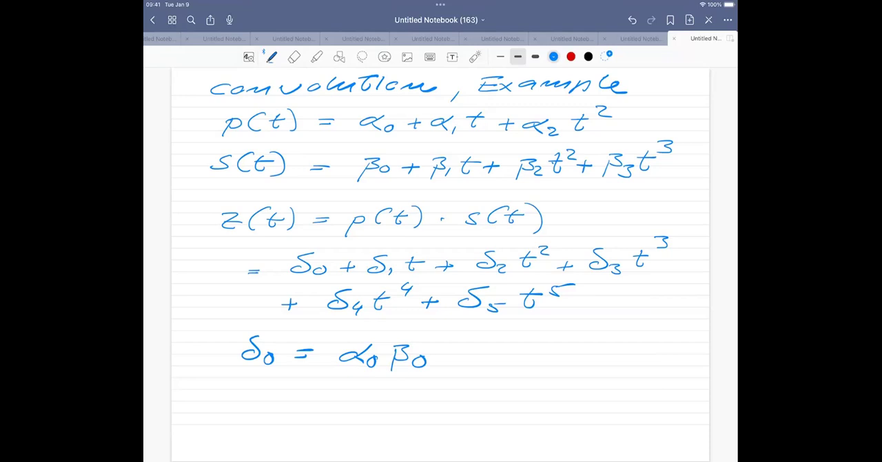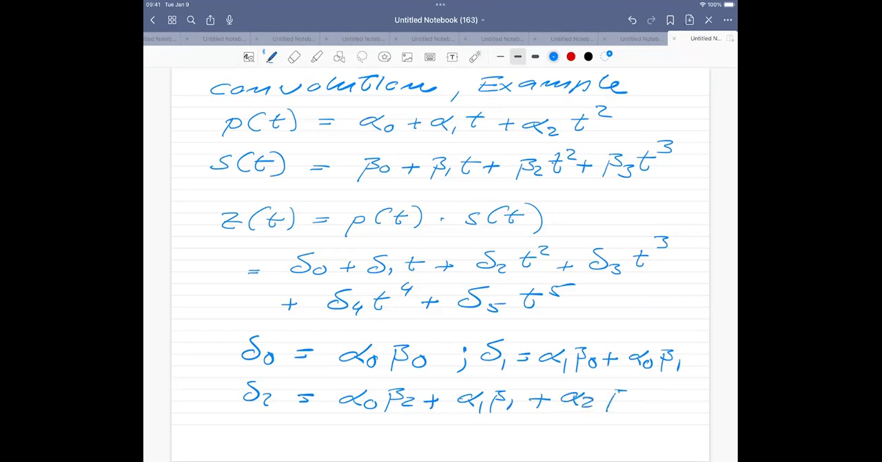And then we have a delta 1, which obviously has to be given by alpha 1 times beta 0 plus alpha 0 times beta 1. I hope you don't get offended if I go through this simple case here. But I'm going to use this again and again. So delta 2 is alpha 1 times beta 1, plus alpha 2 times beta 0, plus alpha 0 times beta 2. And then I can continue.